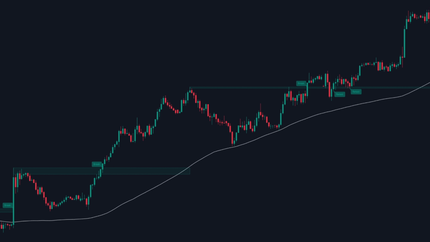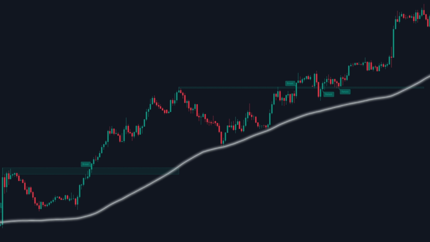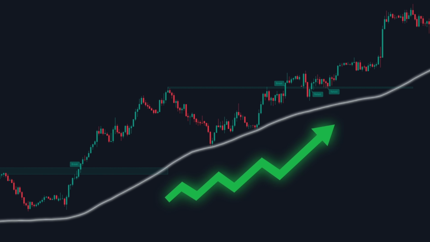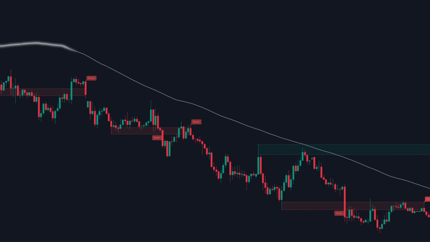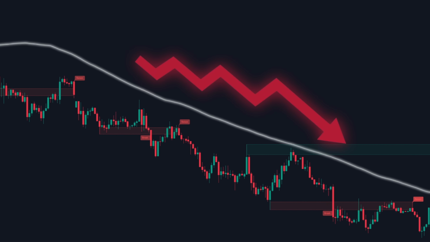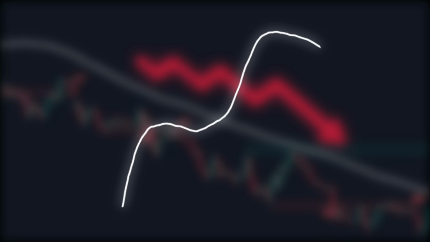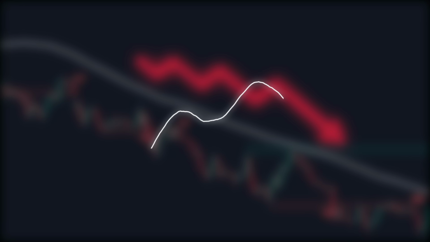Here's how this moving average changes everything. When price is trading above the EMA, like you see here, that indicates a bullish trend. When price drops below the EMA, we're in bearish territory. This single filter eliminates more losing trades than any other tool I've ever used.